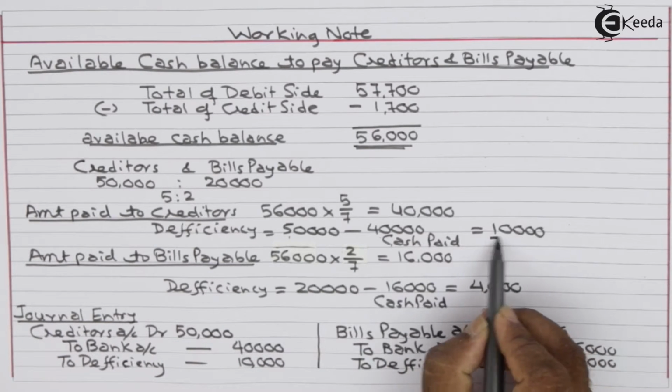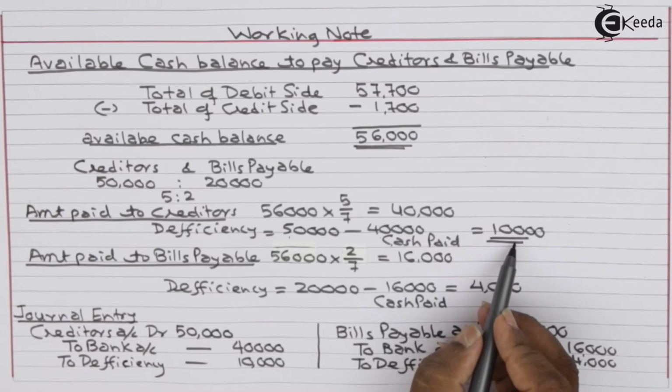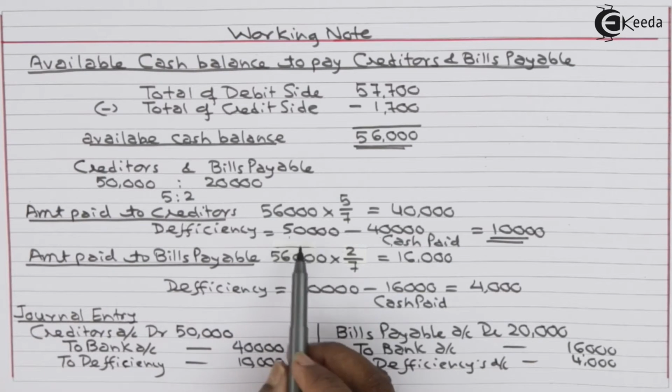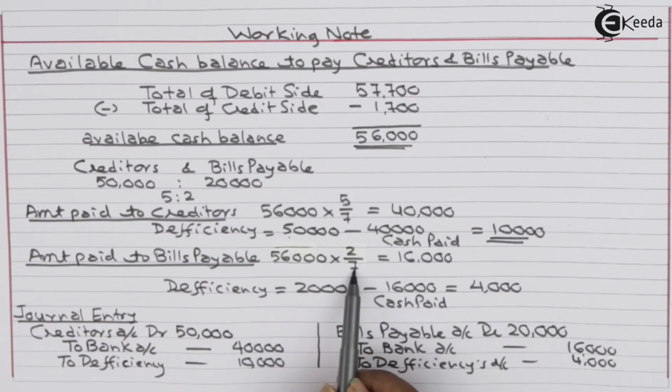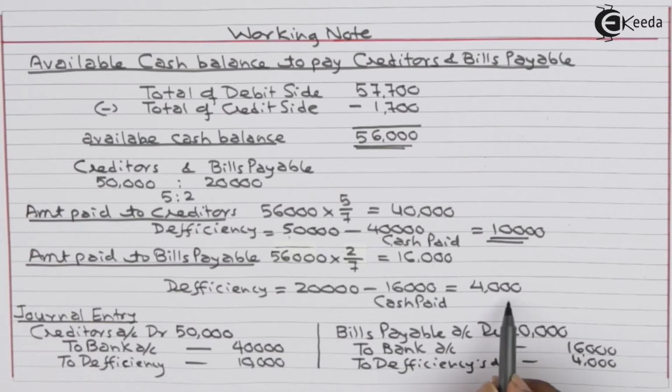So deficiency amount is 10,000. This will be transferred to deficiencies account. Same in case of bills payable. Amount of cash available 56,000 multiplied by 2 by 7. That is cash paid will be 16,000. Out of total 20,000, cash paid 16,000. Balance 4,000 is unpaid. That will be transferred to deficiencies account.